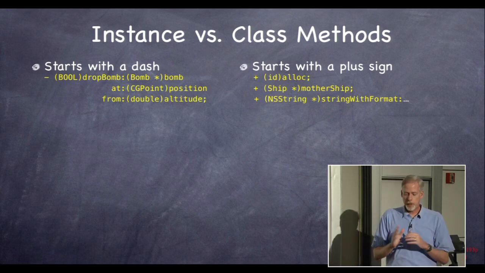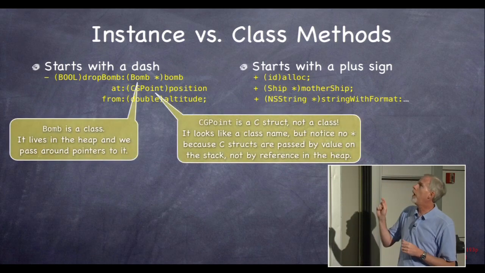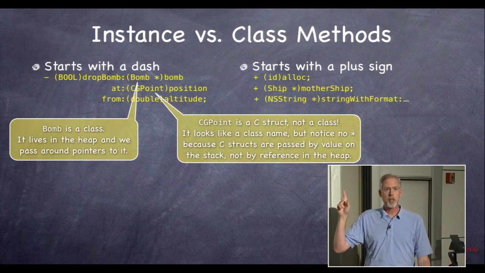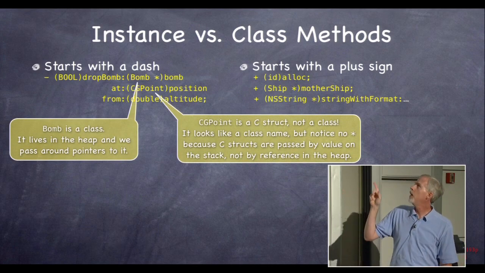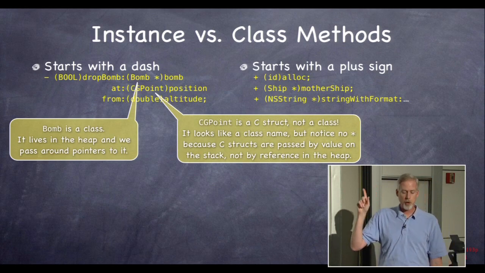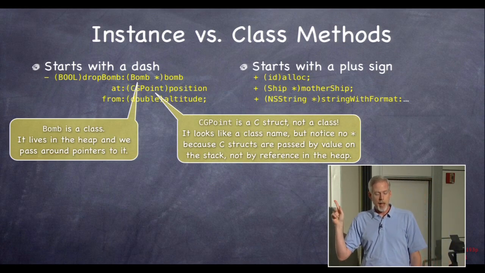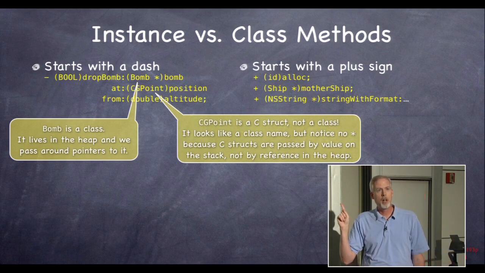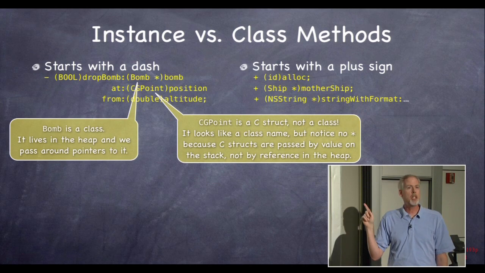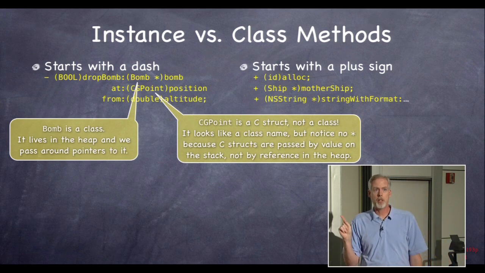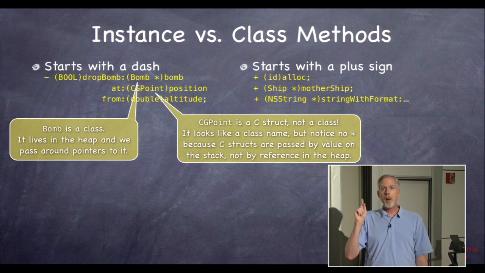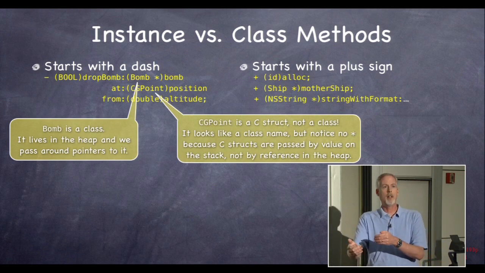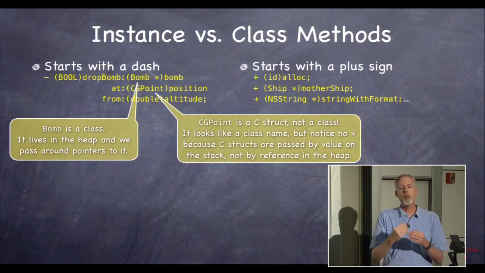They're quite different. Before I get into it, though, I do want to use this opportunity to point out again the difference between C structs and objects. Notice this instance method, drop bomb at from, has one argument that is an object, and it says bomb star, and another argument which is a CG point, and that does not say CG point star. So that point is being passed on the stack, passed right in line there, whereas bomb star is being passed via pointer.